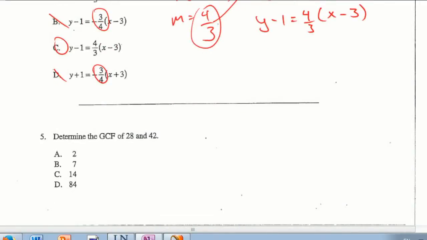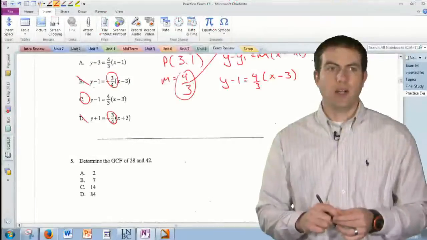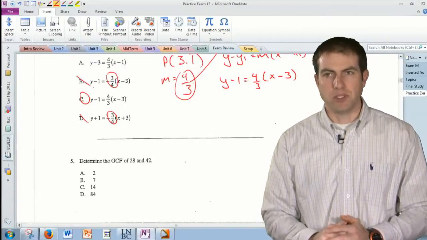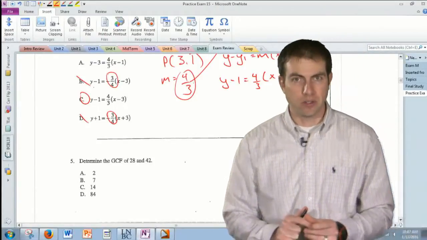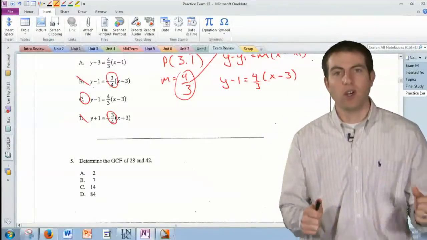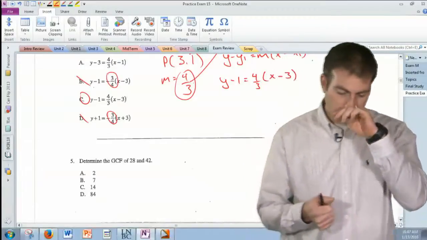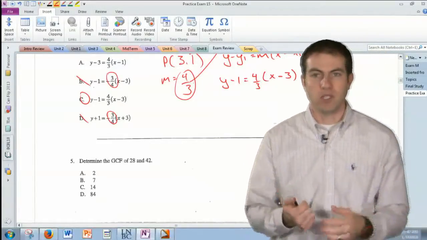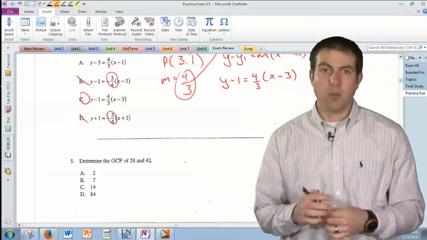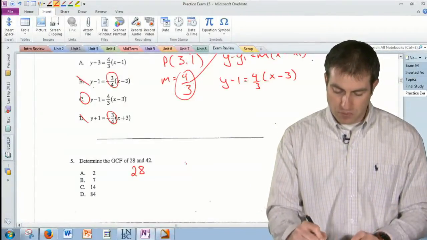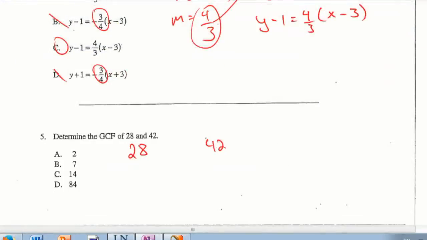Number 5, greatest common factor of 28 and 42. Now, these are pretty small numbers, so you could probably just do this in your head or on a calculator if you had one, but you don't. It's in the no calculator section, so you'll have to find the prime factors of it. If you remember finding the GCF of both of these two things, you need to do a factor tree. So remember, you don't have a calculator either.